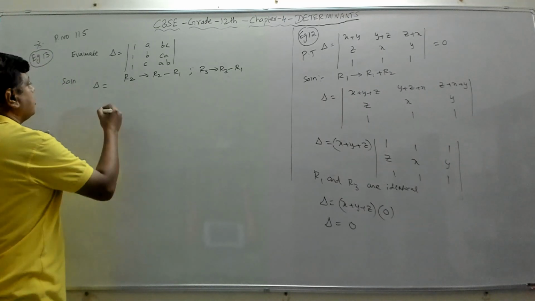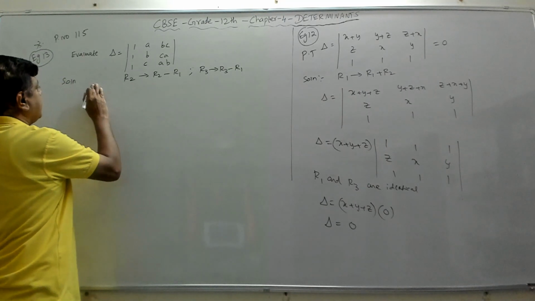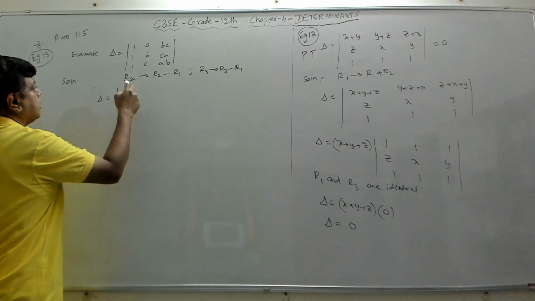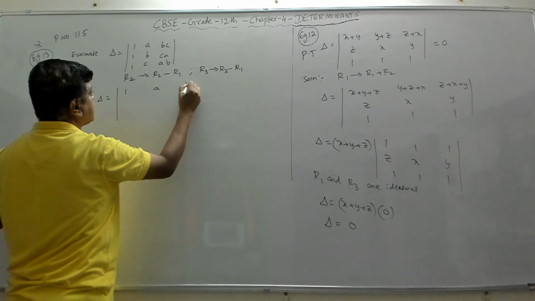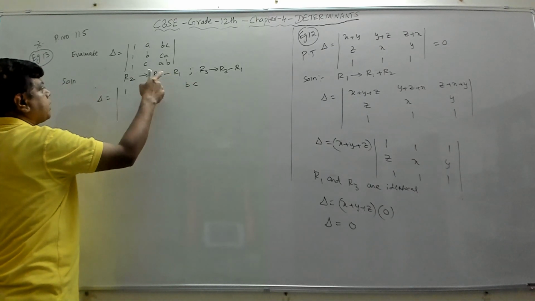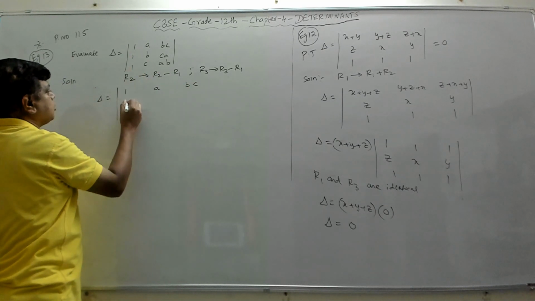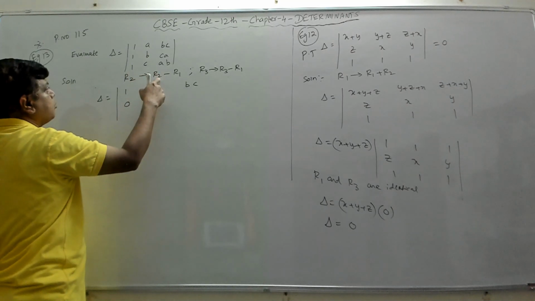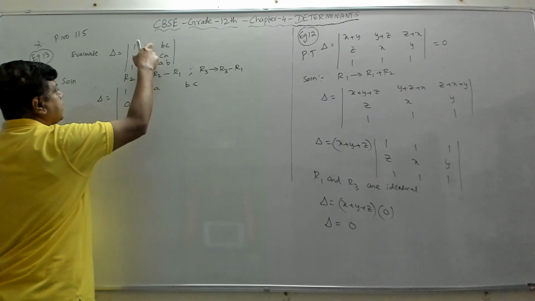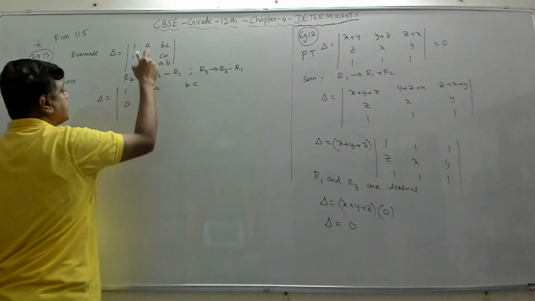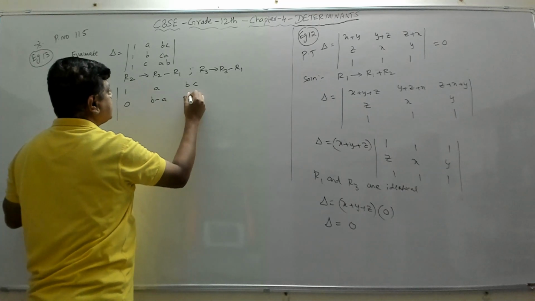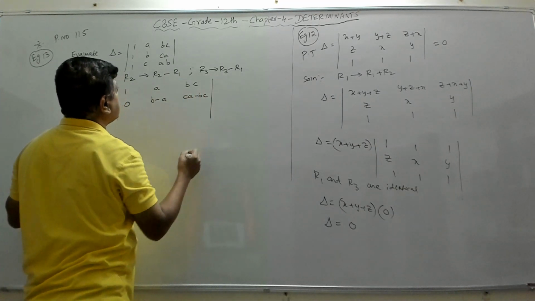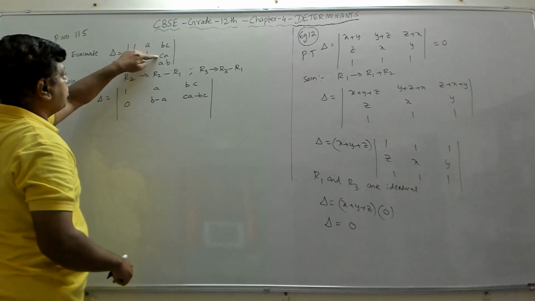So your delta becomes, if you apply this, R2 is R2 minus R1. First row, no change. Always write the one which doesn't change. Then R2 is R2 minus R1: 1 minus 1, 0. Then B is from R2, A is from R1, so B minus A. R2 minus R1 means B minus A. Then here CA minus BC.